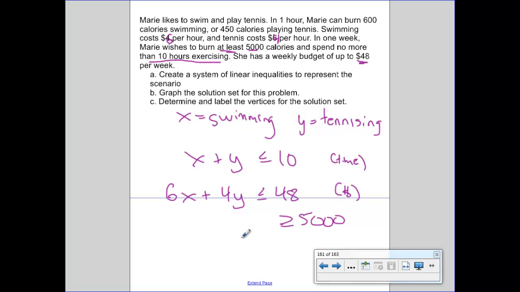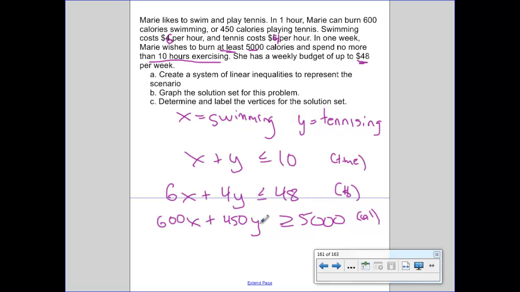So we have 3 separate. Let's see. Swimming is 600 calories. And tennis was 450 calories. So here are my 3 inequalities. One is a limit to time. They have to be less than 10 for time. Another limit she has is money. It has to be less than 48 for money.